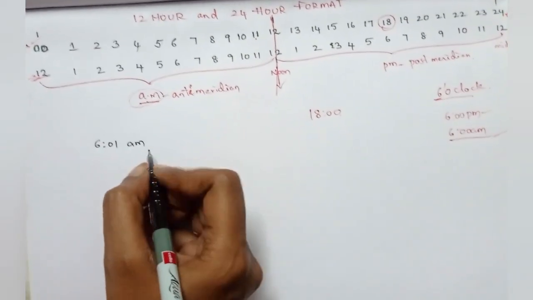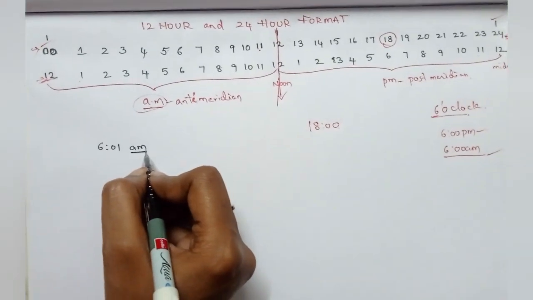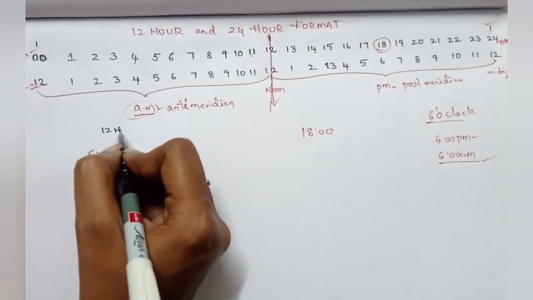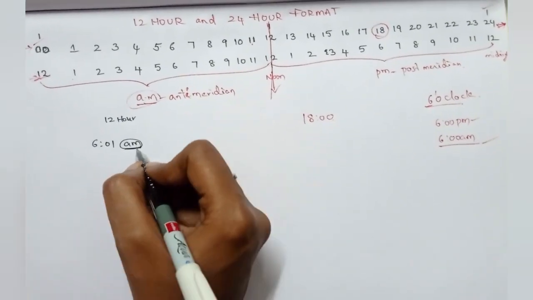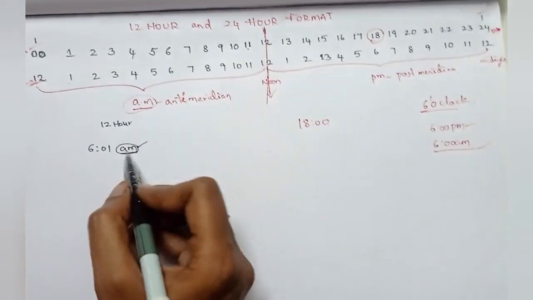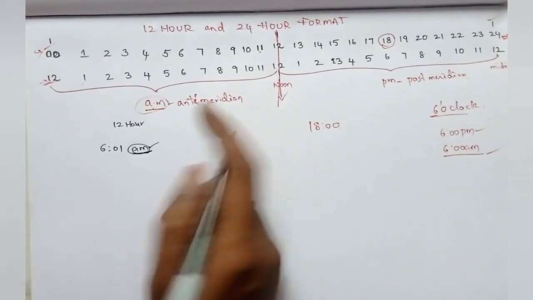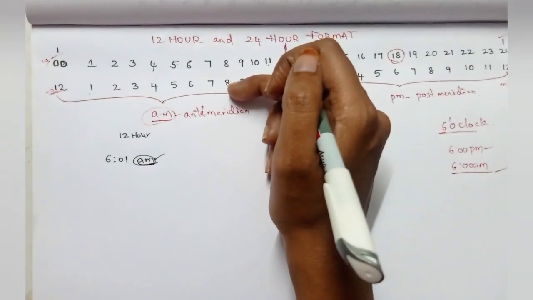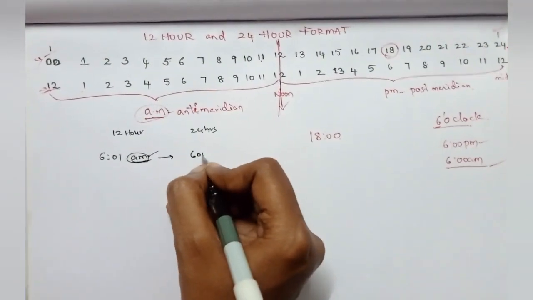6:01 a.m. First you have to see what is given there. If it is a 12-hour format, what they have given, either AM or PM. If it is AM, you need not worry about that. AM means it is the first round where both the times are similar. That means in 24 hours, you will get 0601 hours.